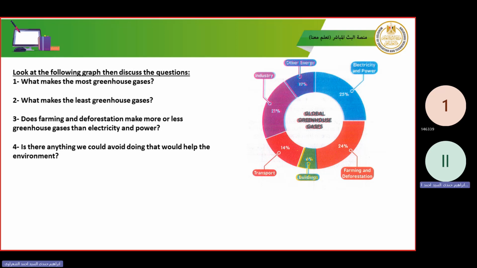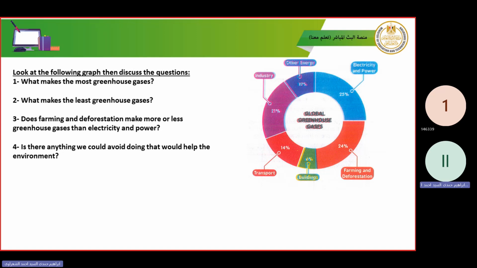Industry produces 21% of the global greenhouse gases. Transport produces about 14% of global greenhouse gases. Buildings produce 6% of the global greenhouse gases. Farming and deforestation, meaning the machines we use to farm lands, produce 24%. Electricity and power amount to 25% of global greenhouse gases. Other energy forms, of course, 10%.